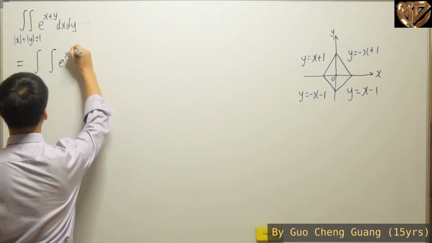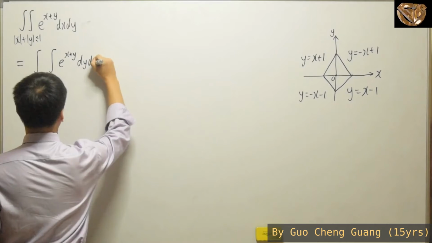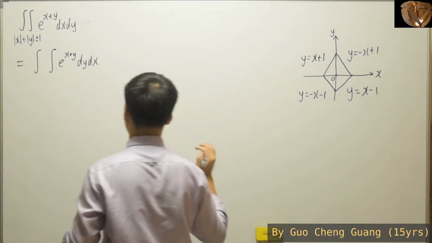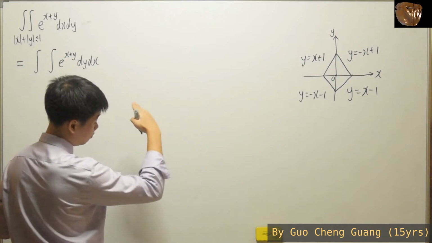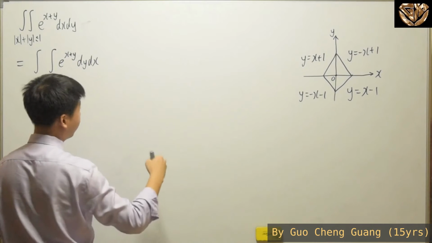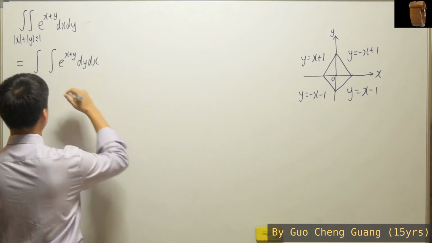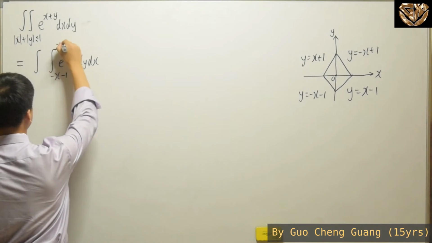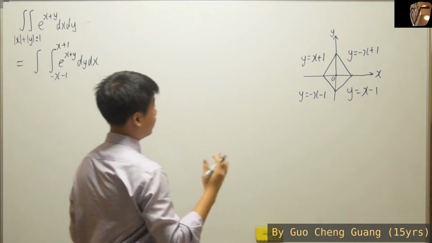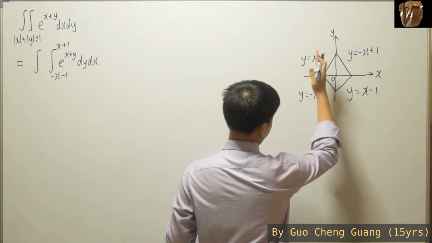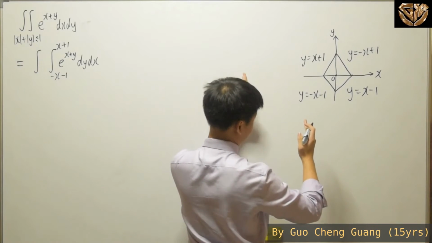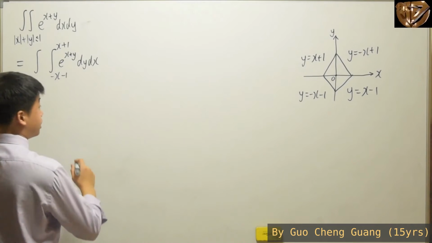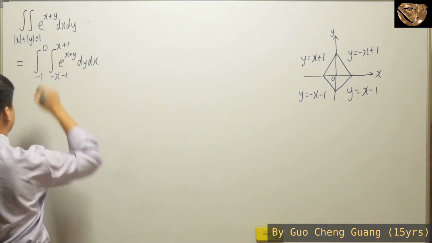So when you integrate with respect to y first, let's take a look at the left side. Now in the left side, when you go from your function in your lower half to your function in your upper half, that will be negative x minus 1 to x plus 1. And for your range for x, that would be from the leftmost side of your left half to the right side of your left half, which you will be seeing negative 1 to 0.